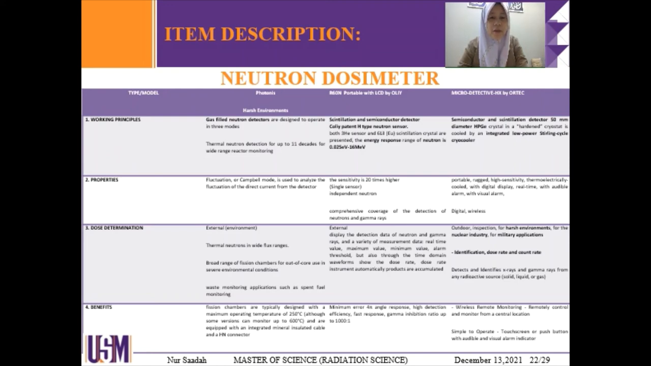So the benefits of the detector: minimum error for five-angle response, high detection efficiency, fast response, gamma inhibition ratio up to 2000 to 1. And the last detector is the Micro Detective by ORTEC. The principle of the detector: it is a semiconductor and scintillation detector, with a 50 mm diameter HPGe crystal in a housing. The cryostat is cooled by an integrated low power Stirling cycle cryocooler.